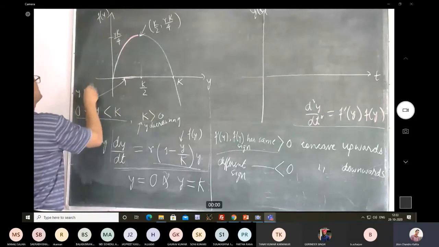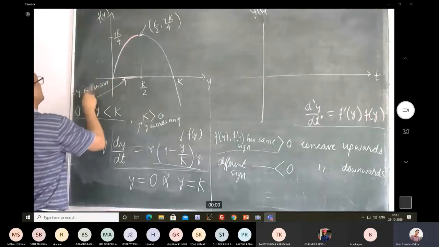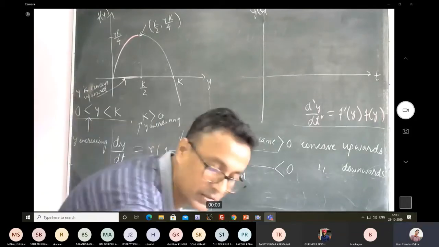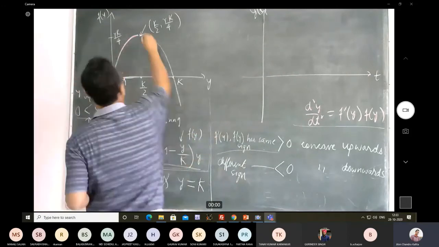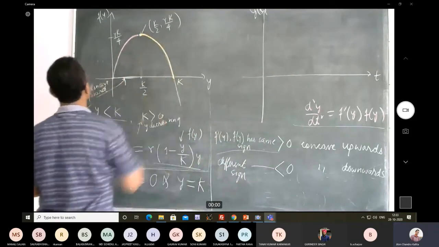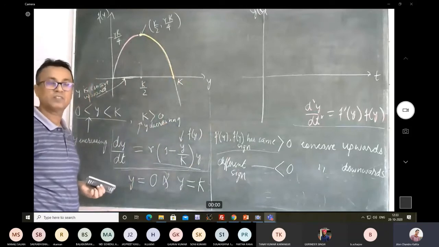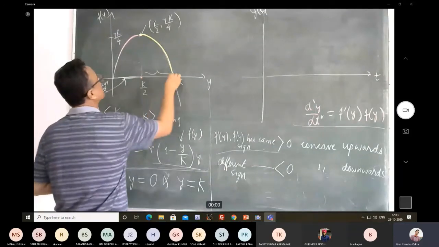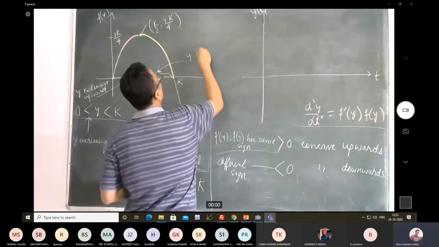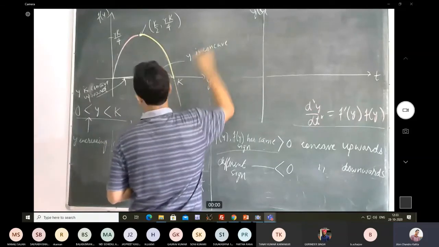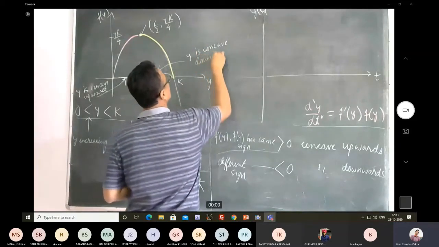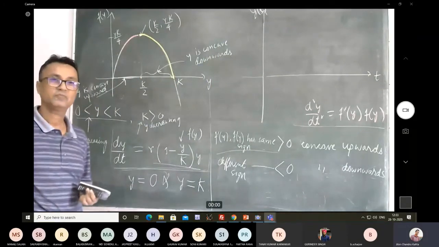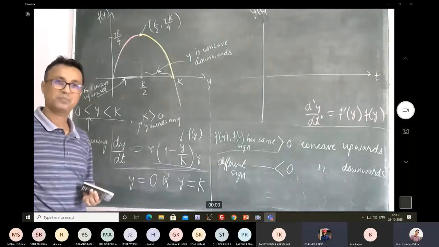your y is concave upward, right? And here you can see that f prime y is negative, and y is still positive, right? So for this portion, your y is concave downwards. Okay, fine, isn't it?